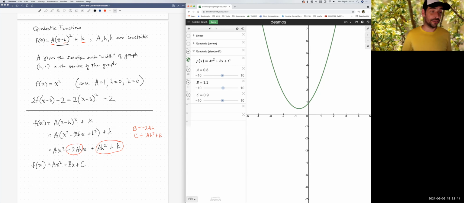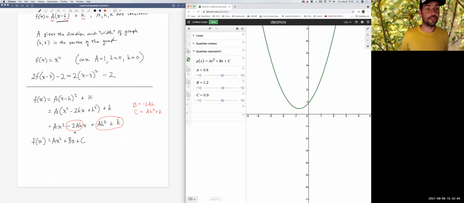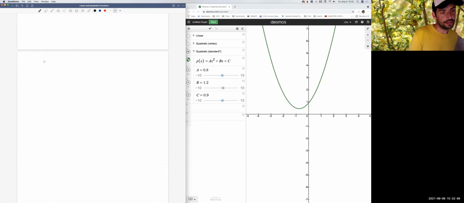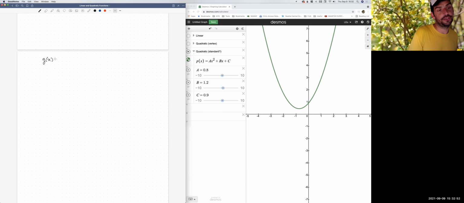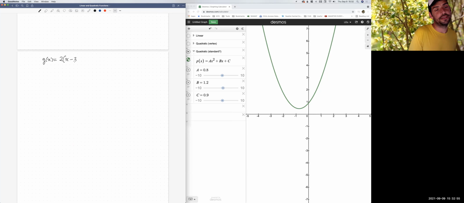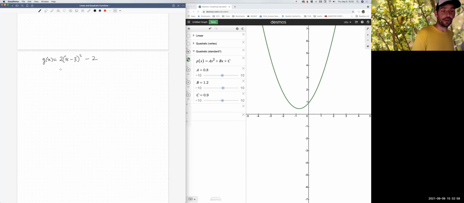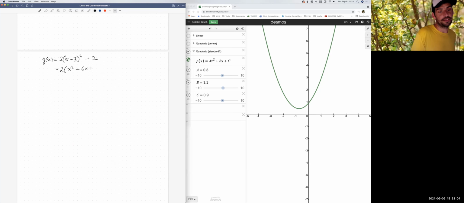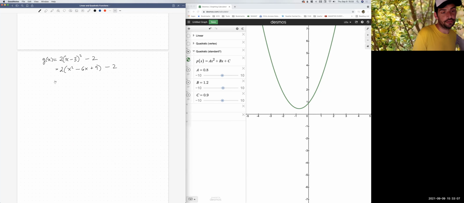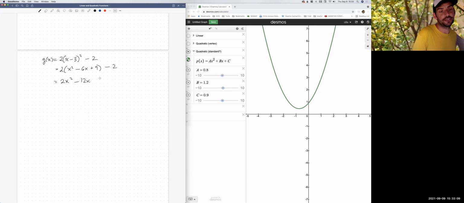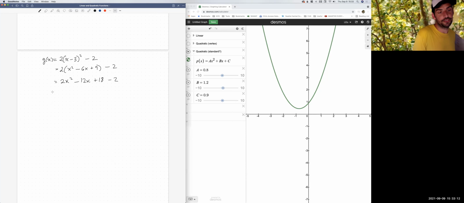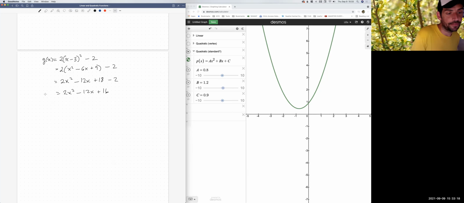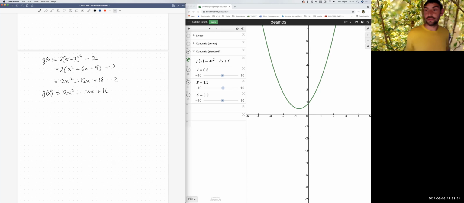So we just saw how we can convert from one to the other. Let's do an example of that with the one we were just doing. So we had g of x equal to 2 times x minus 3 squared minus 2. If I wanted to write that in an expanded form, I would have 2x squared minus 6x plus 9 minus 2. I get 2x squared minus 12x plus 18 minus 2, 2x squared minus 12x plus 16, right? And this would give us the exact same graph.